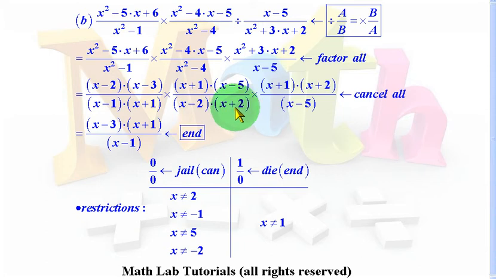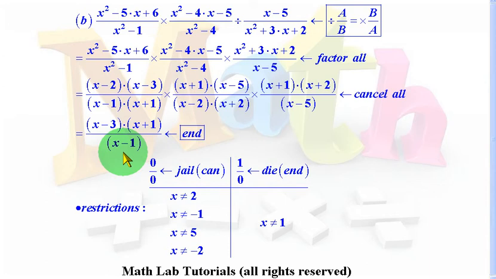Okay, so think about all the cancellations carefully. What remains in the numerator, you get x minus 3. That guy remains. And we get an x plus 1 that remains. And in the denominator, the x minus 1 remains. So this entire mess up here eventually reduces to this more manageable rational expression down here, and it's in factored form.